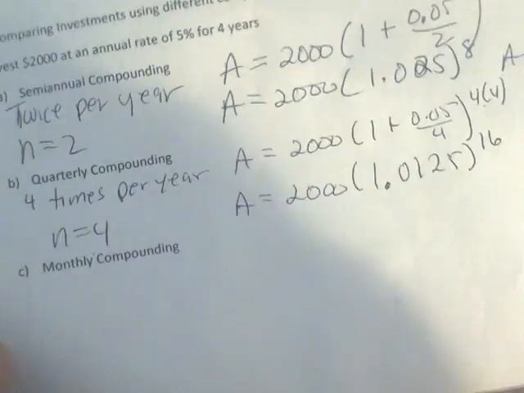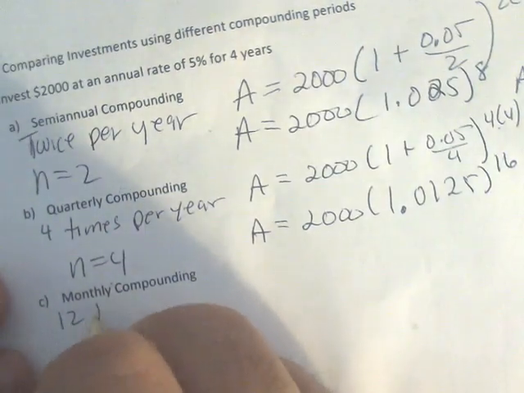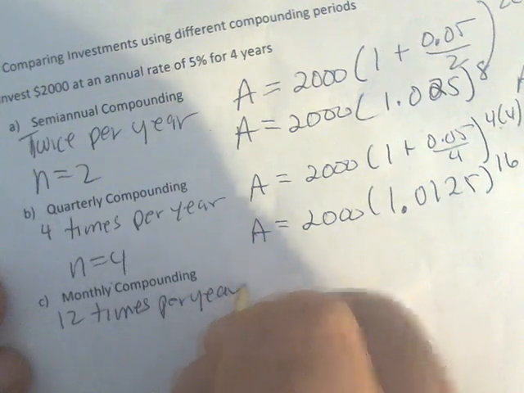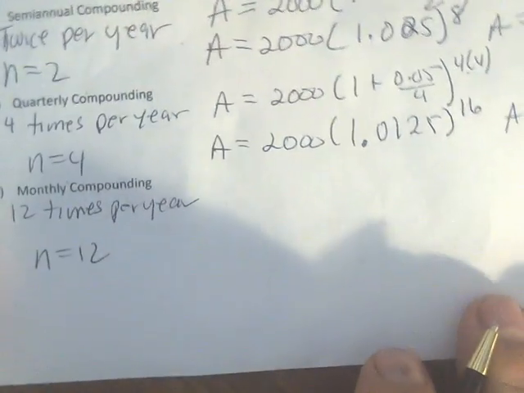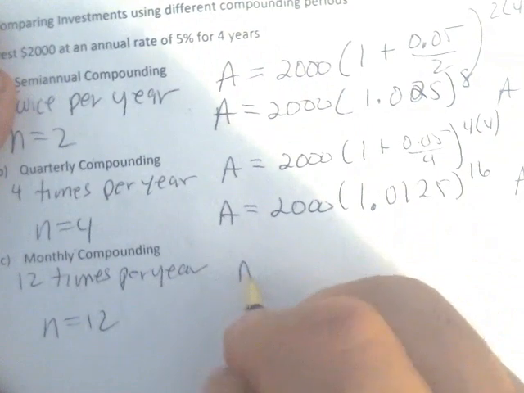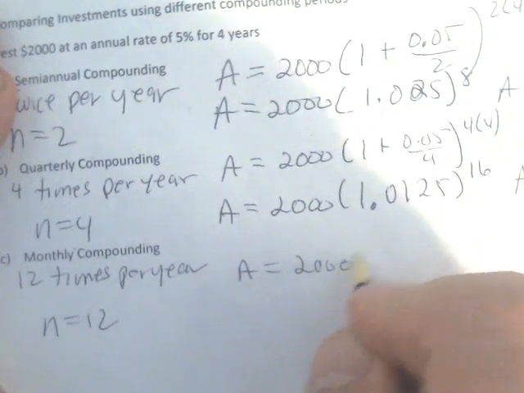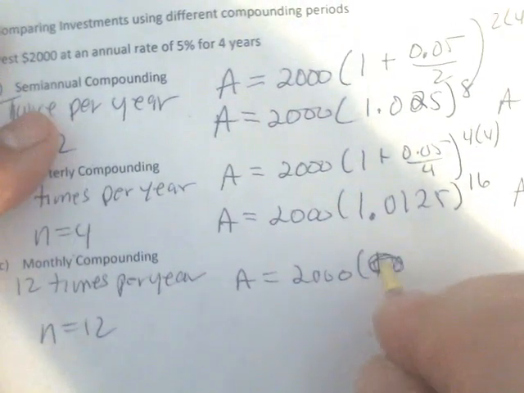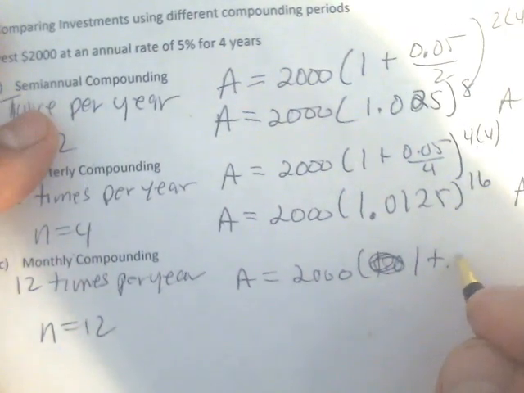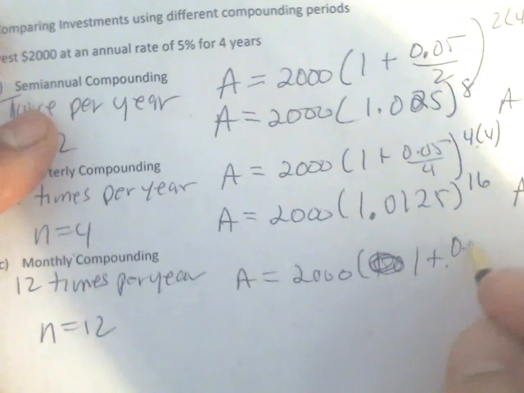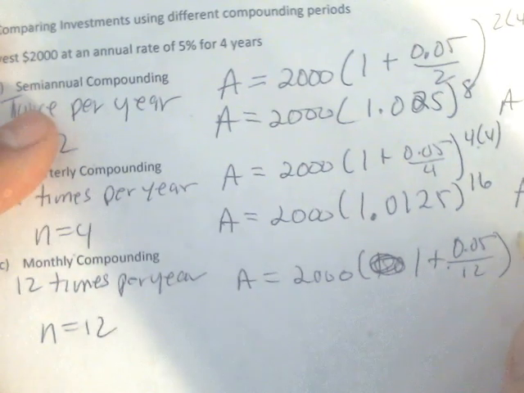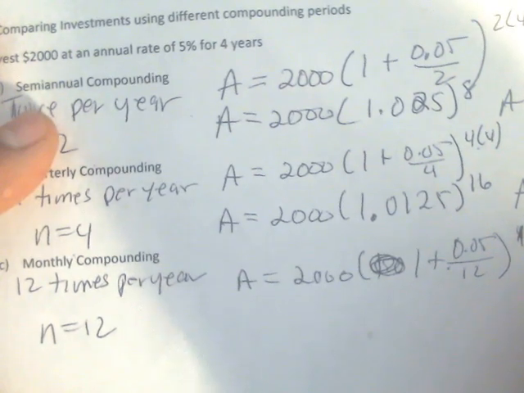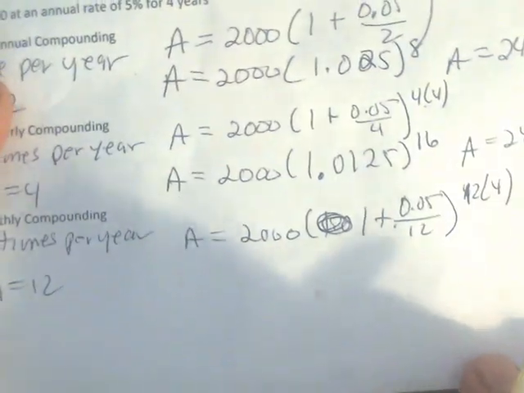Now let's look at it monthly. So in this case, monthly, hopefully that it's 12 times per year. So n is 12. So I'm just going to, again, use this same formula. 1 plus 0.05 divided by 12 raised to the 12 times 4 power. Sorry about that, I'm getting ahead of myself.